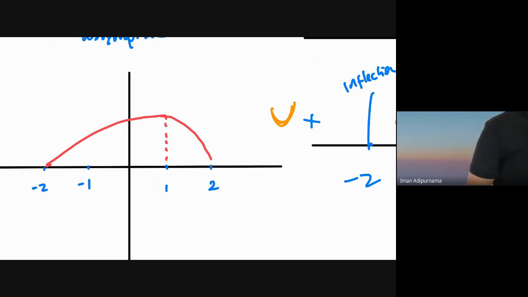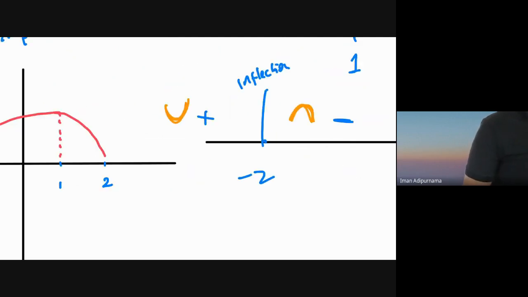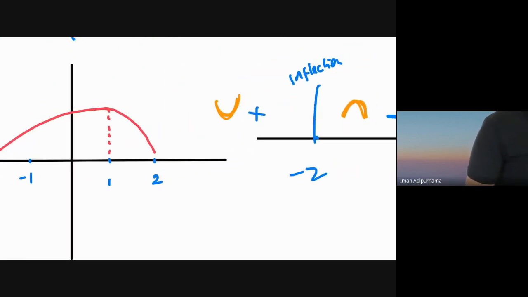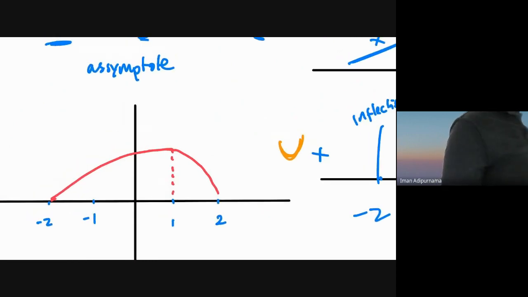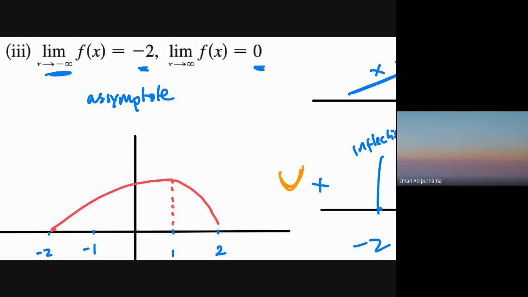Because from 2 to infinite, if you remember here, we need to have a positive. So this is downward, so it should be having another that is upwards like that. Okay. But we have limitations. We have limitation of the asymptote. So if x is approaching infinite, the limit value will be 0.